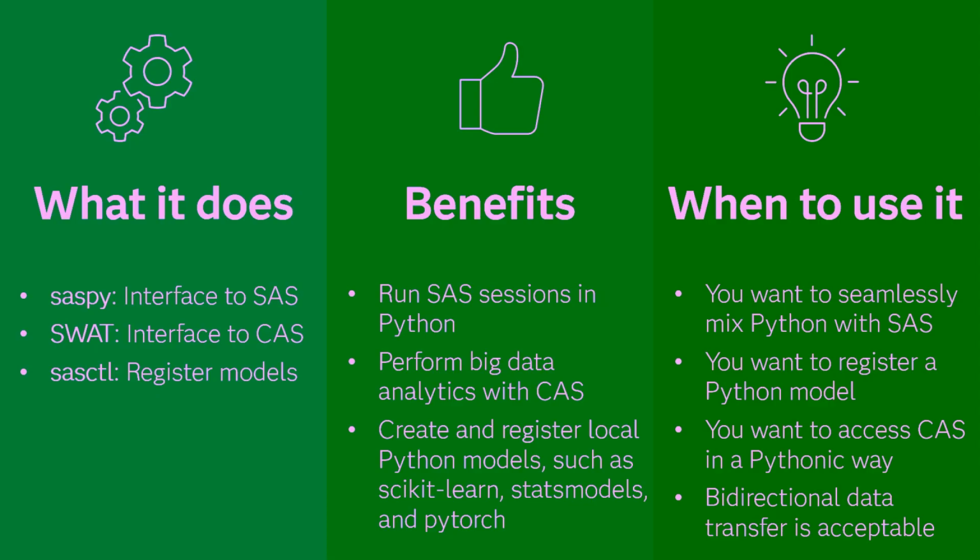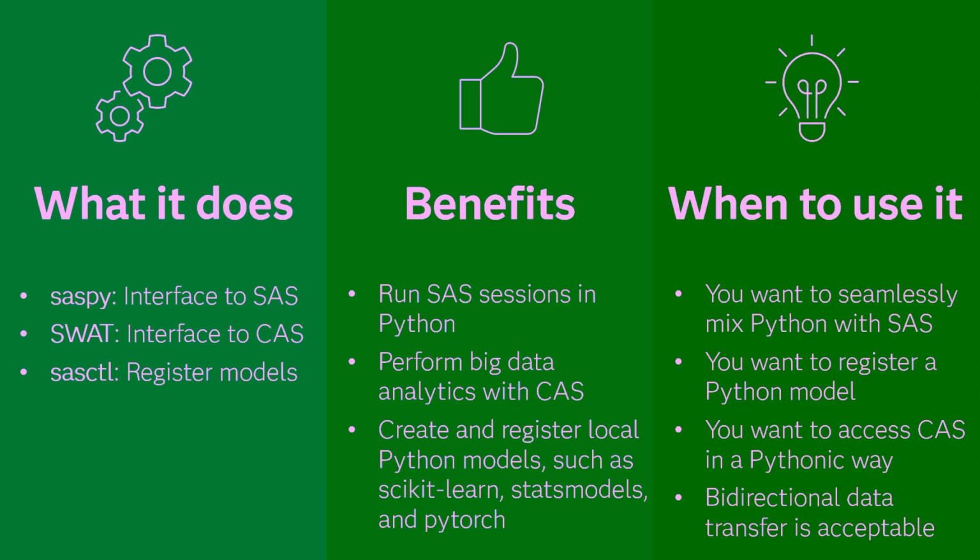Now, what SASPy does is it's an interface to SAS. It is quite literally a really cool way of connecting to a SAS session, whether it's 9.4 or in Viya, and being able to run it through Python. That's pretty much it. SWAT is an interface to CAS that is only in CAS, so you can only do things that CAS can support in Viya. So it's not really fully a SAS session. It is rather a CAS session, and you can do things only with data loaded in CAS, and you're using things like CAS actions. SASCTL is for registering your local Python models.